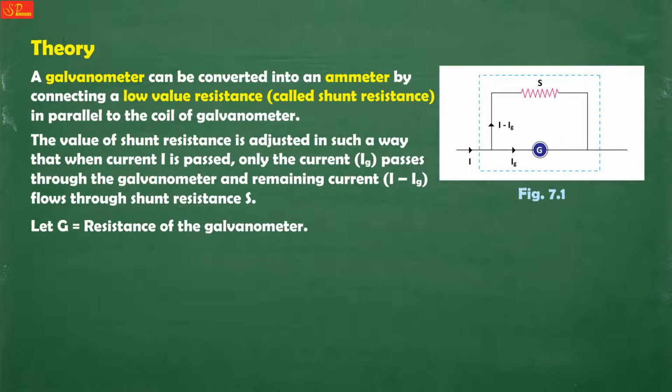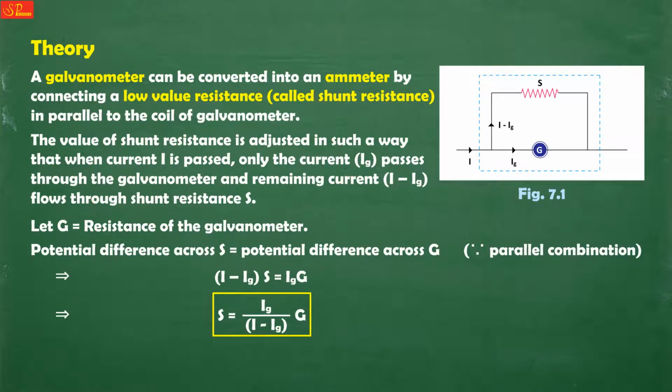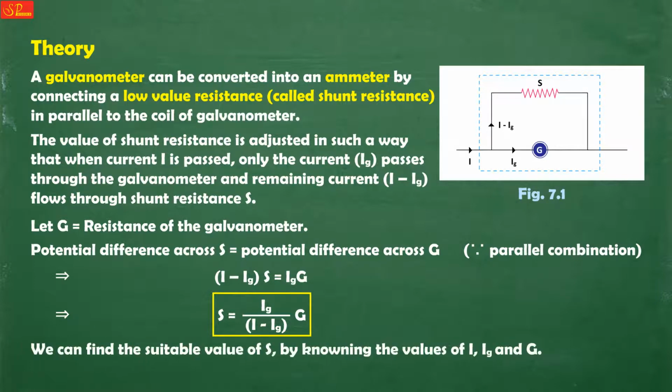Let G equal the resistance of the galvanometer. Potential difference across S equals potential difference across G. Therefore, parallel combination implies that (I minus Ig) S is equal to Ig G, which implies that S equals Ig G by (I minus Ig). We can find the suitable value of S by knowing the values of I, Ig and G.